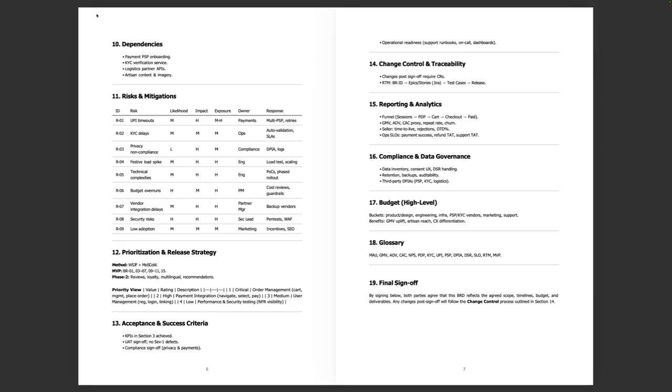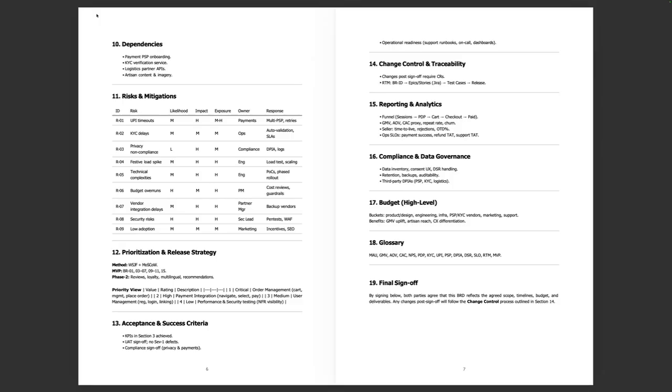So as you can see, for example, R1, the risk is UPI timeouts. Likelihood is medium, impact is high, because obviously if there are payment timeouts, its impact is super high. Exposure is medium high, owner is payments, and response is multi PSP retries. So that's how the risks and mitigations are given here.